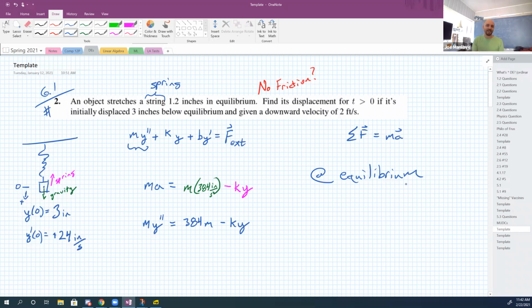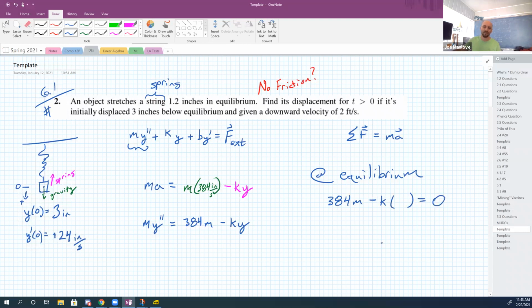Is it accelerating at that moment? As it just chills there, dangling from the spring, is it accelerating? No, right? So at equilibrium, the acceleration is 0. So at equilibrium, the left-hand side of this equation must match the right-hand side. Or alternatively, this stuff comes out to 0. So 384m minus k times something equals 0.